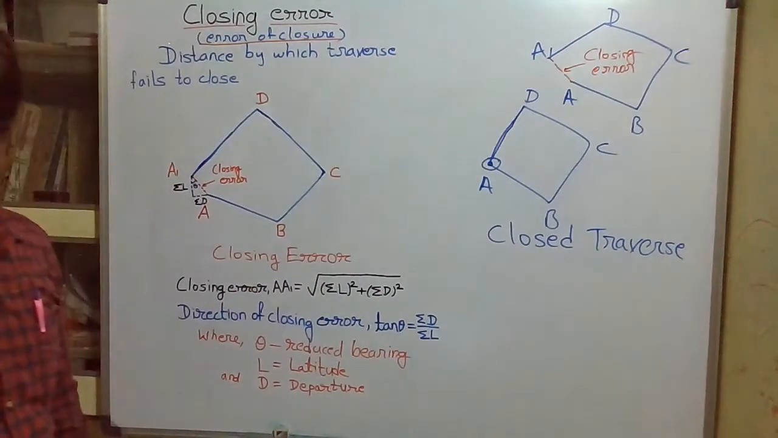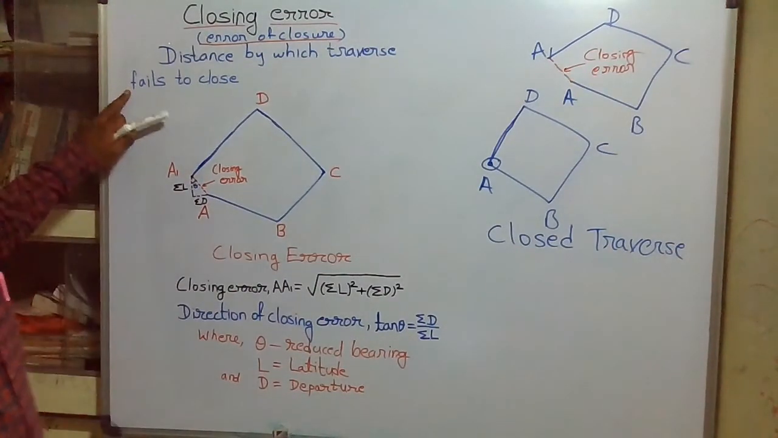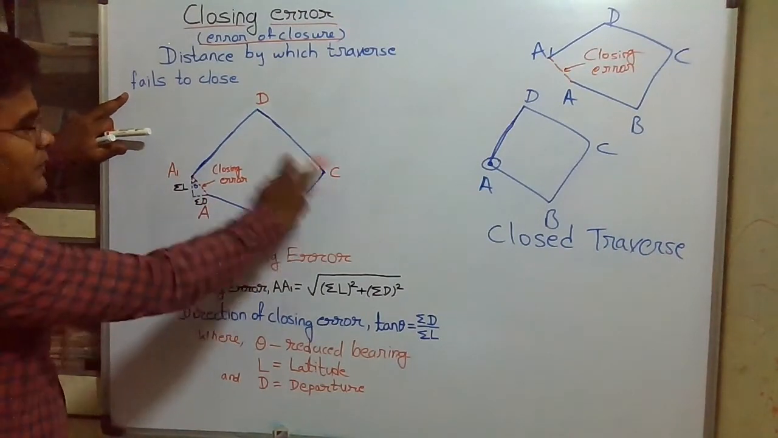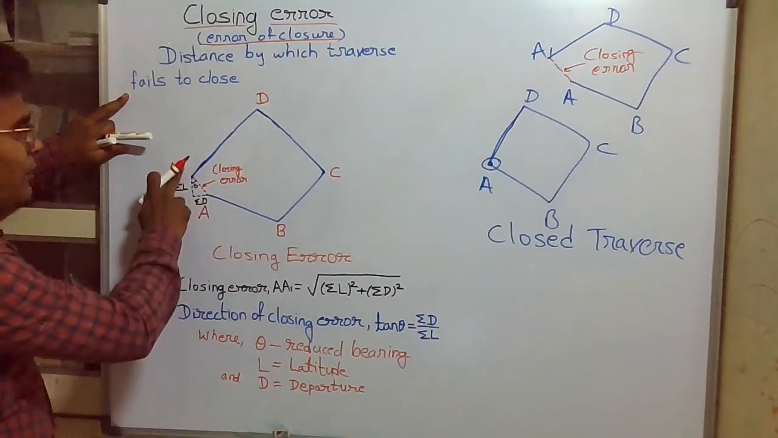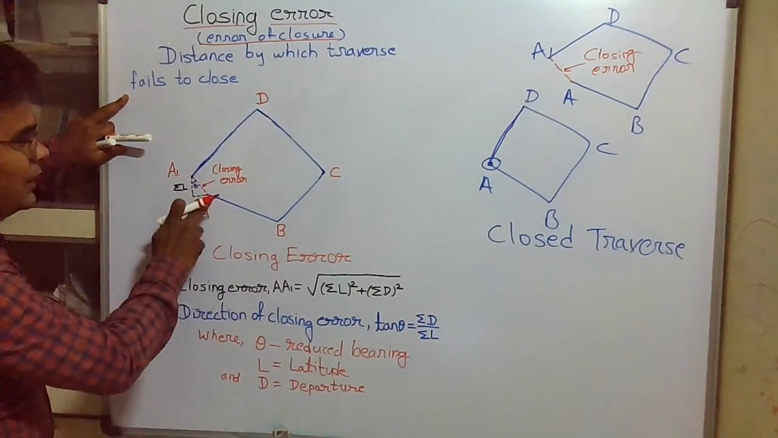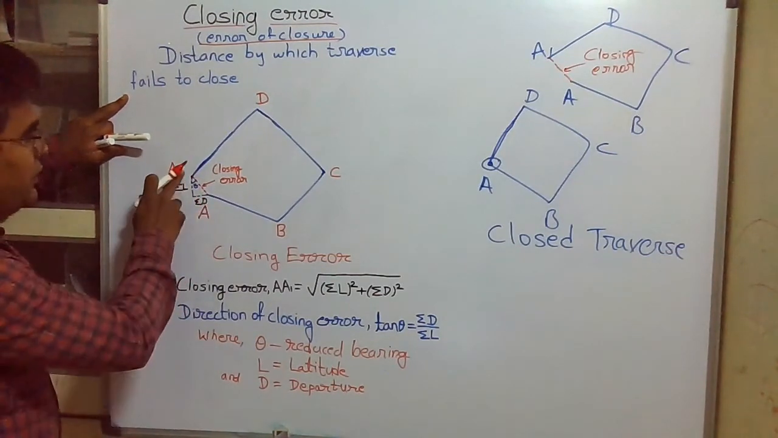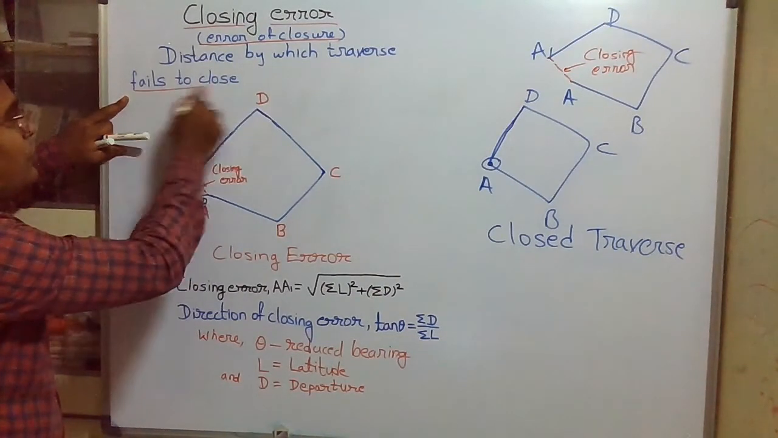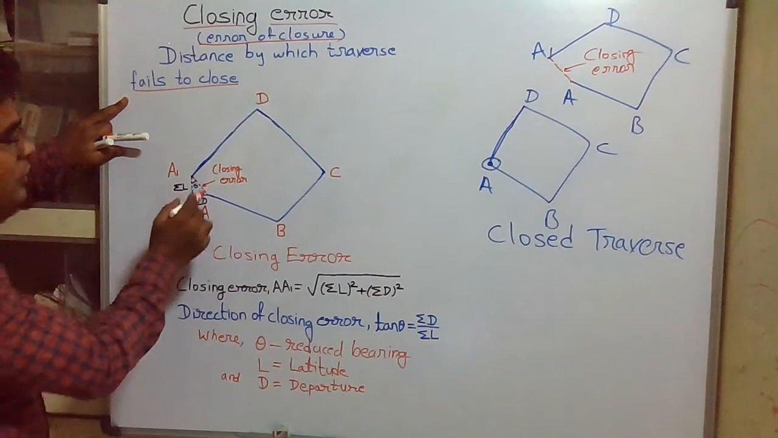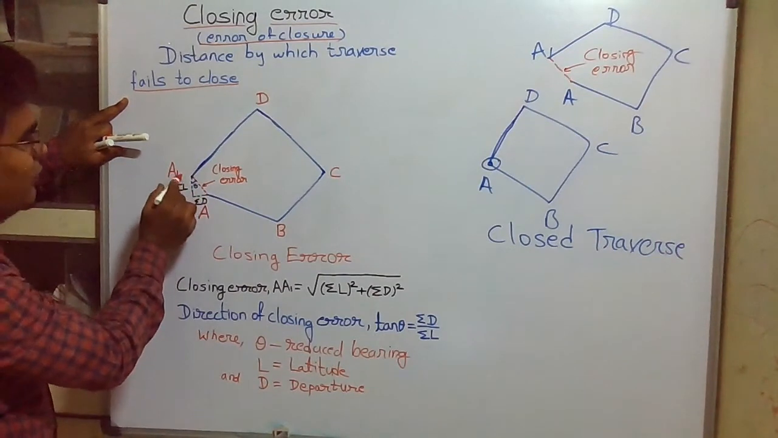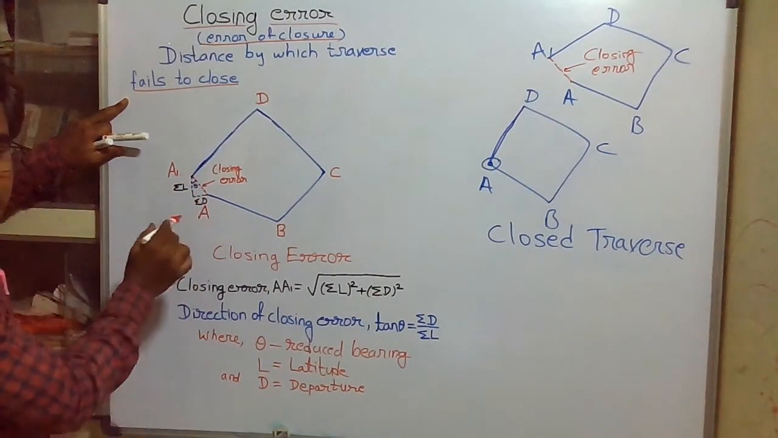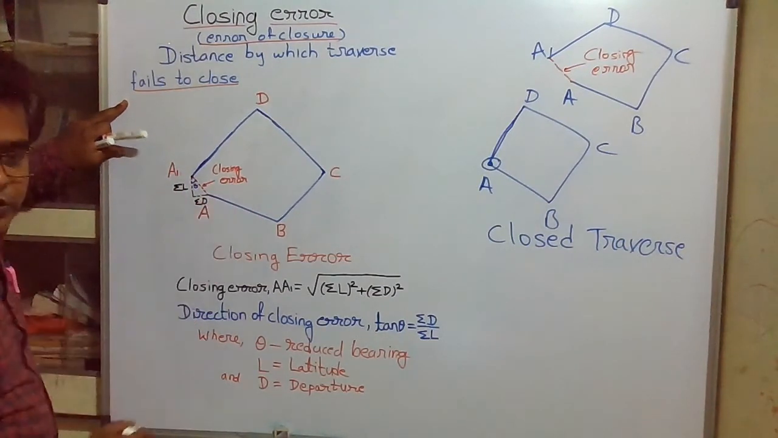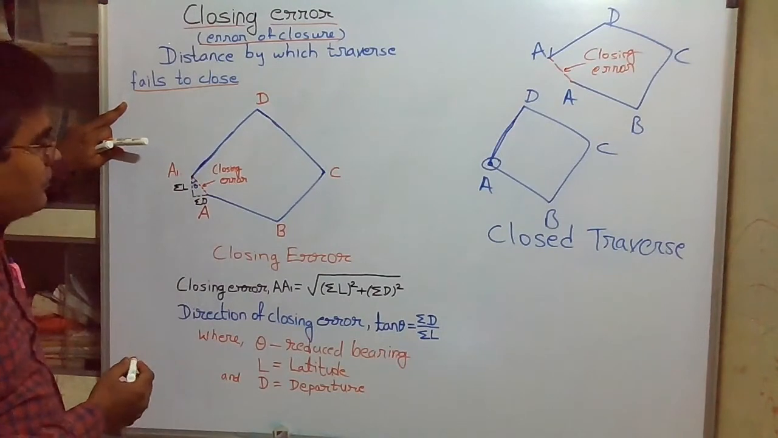Got it? See here, this is the figure I had drawn. AB, BC, CD, and this is the A1. This A1 should be like A, but due to some errors, it takes a new position A1. So the distance by which this traverse fails to close, that is here, it is the A1A. This is the distance by which this traverse fails to close. So A1A we can call the closing error. You can draw this diagram.